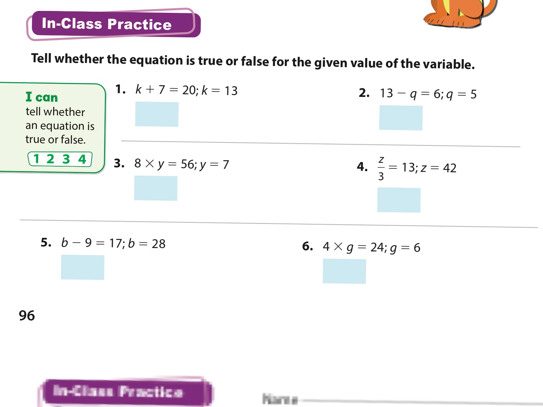So we're going to write the equation, k plus 7 equals 20. Okay, what I know is that k equals 13. So now I'm going to replace k with 13 and plug everything in, and then I solve it. What is 13 plus 7? 20. And it says it should equal 20, does it? Yes, it does. So I put a little check mark above the equal sign to show that it is true. So in the blue box, I'm going to write true.